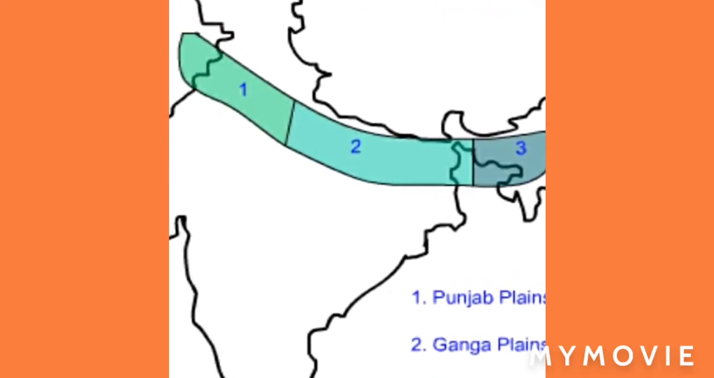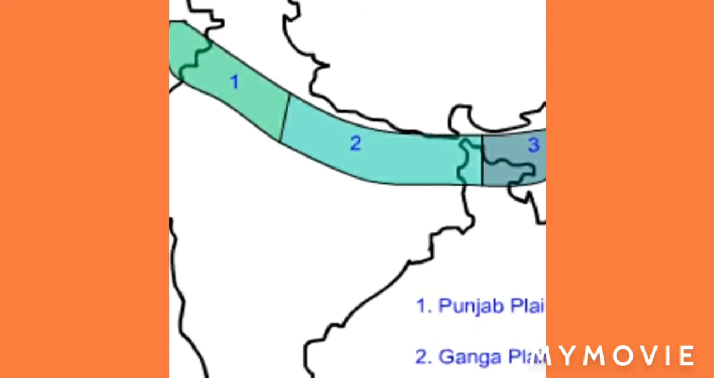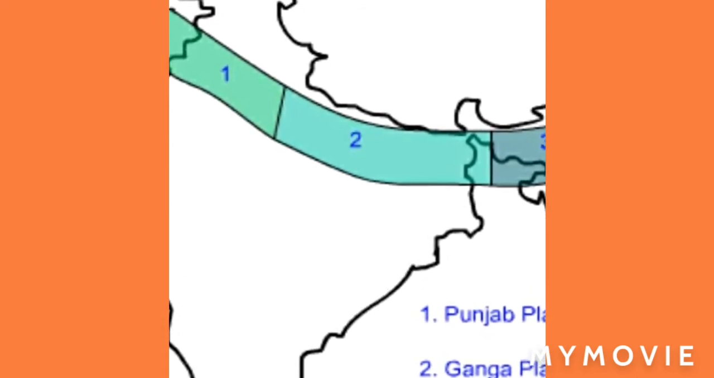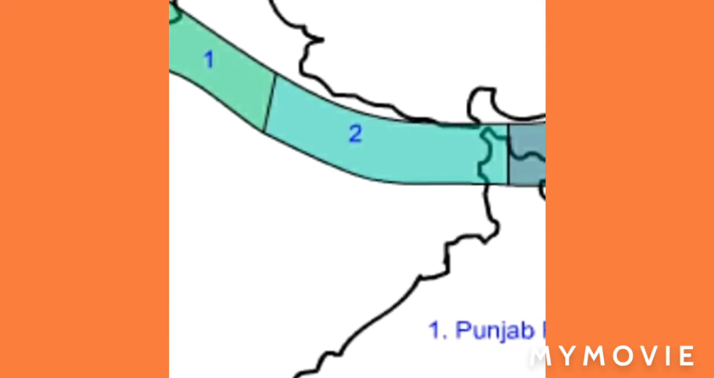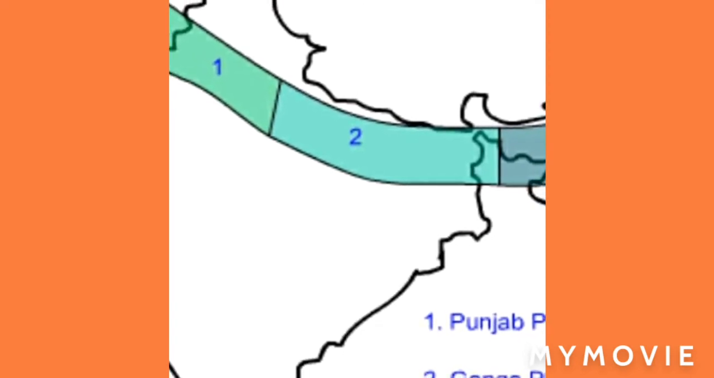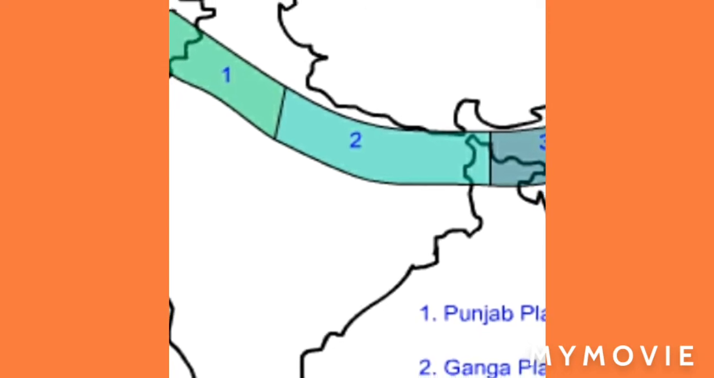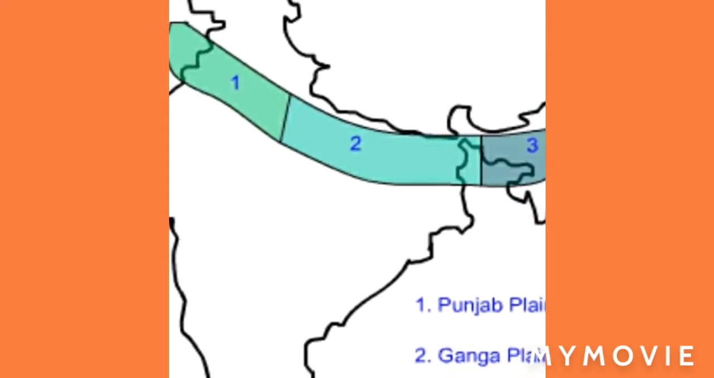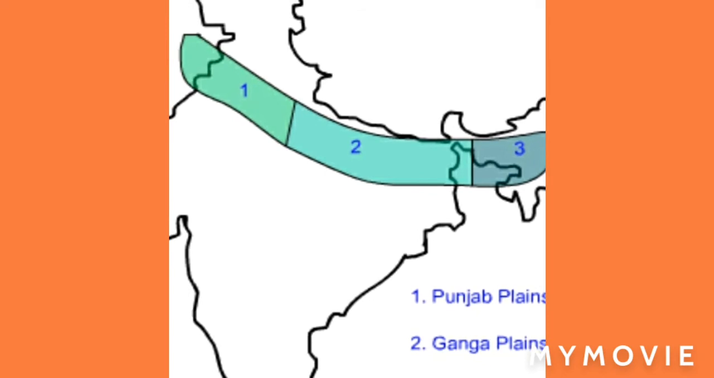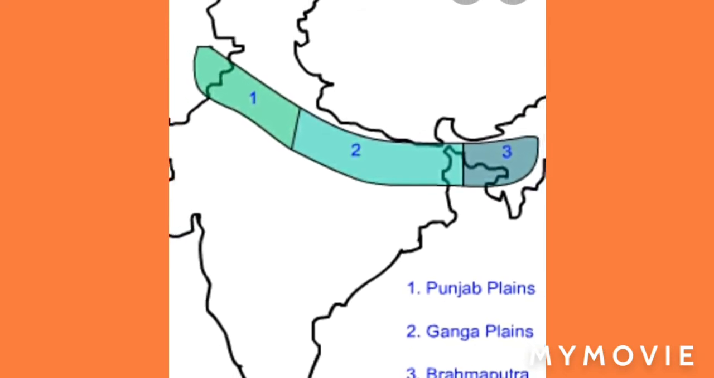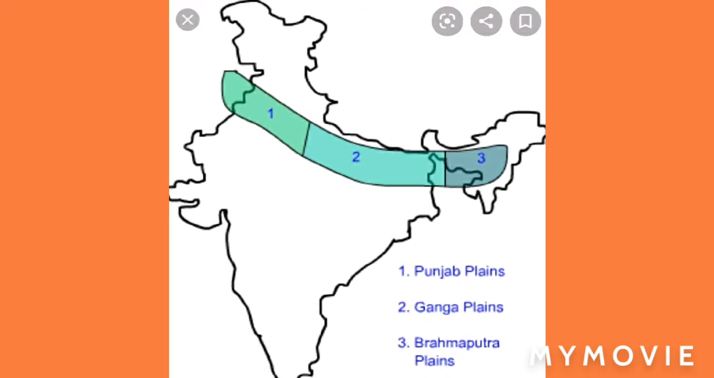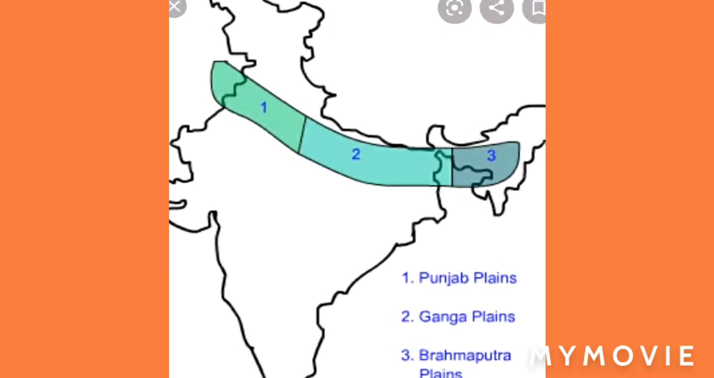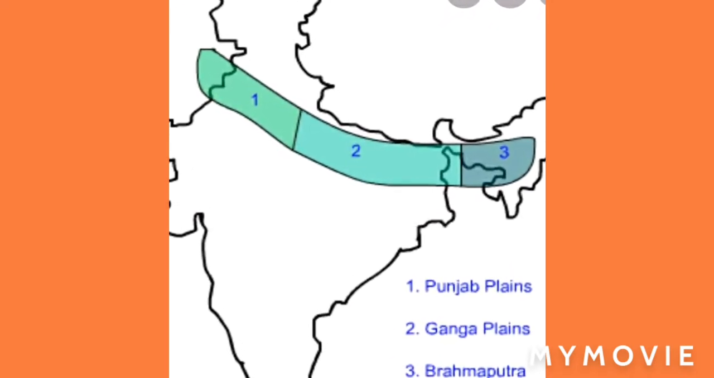The Ganga plain extends between Ghaggar and Tista river. It spreads over the states of North India, Haryana, Delhi, UP, Bihar, partly Jharkhand and West Bengal, and to its east lies the third section of the Northern Plains, particularly lying in the Assam region, and is known as the Brahmaputra Plain, mainly made by the work of the Brahmaputra River.